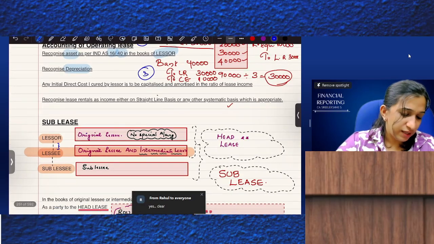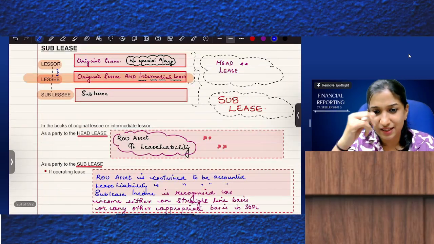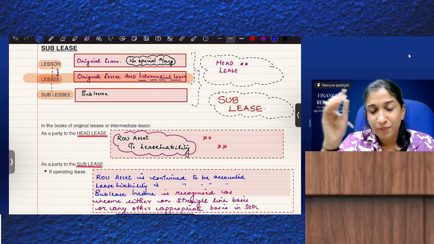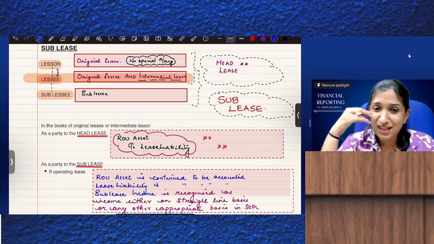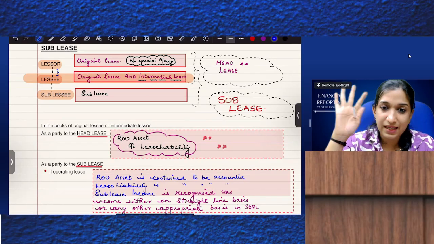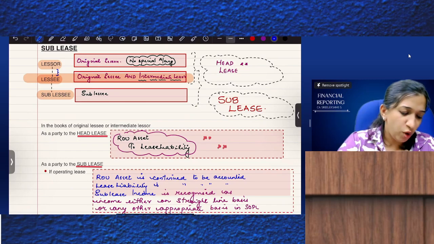Then any initial direct cost, that's okay. Then we have 2 more areas in lease, and the balance questions I have to do anyway. So sublease, and sale and leaseback. 2 more areas. What is sublease?